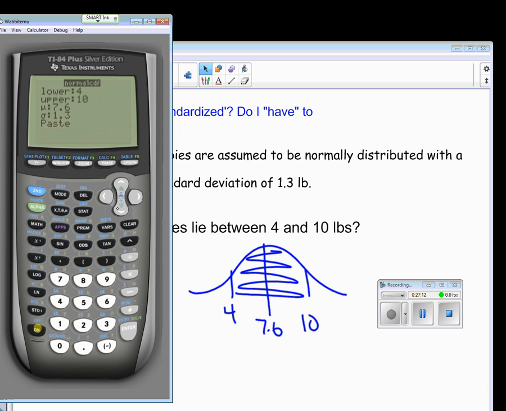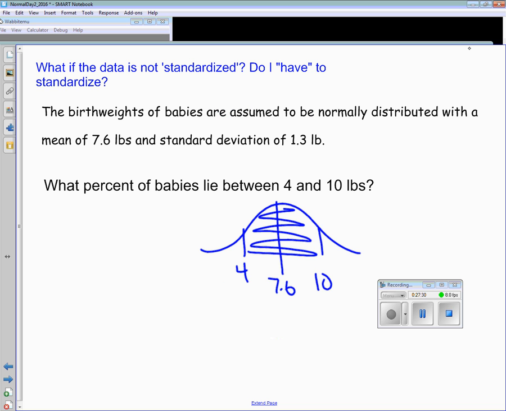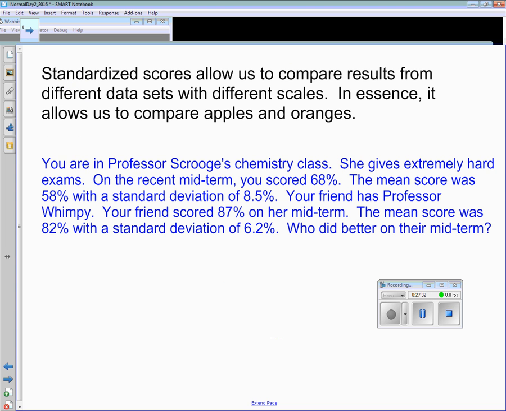I'm going to have bruises on my knuckles, y'all. Is that the same answer we got before? So it's not required to standardize in this particular case. I did because I wanted to show you what a Z-score was, but it's not required. When is it required? When is it useful? It's useful in this situation.